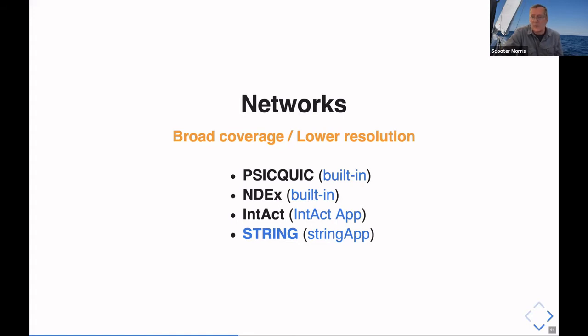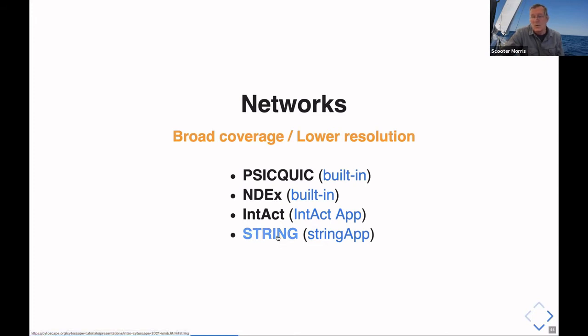You can create your own network. You can get an account on Index. They're free, and you can store your network in Index, and others can share it. IntAct from the EBI, there's now an IntAct app, and you can download data from IntAct and present that in Cytoscape, or you can use String.